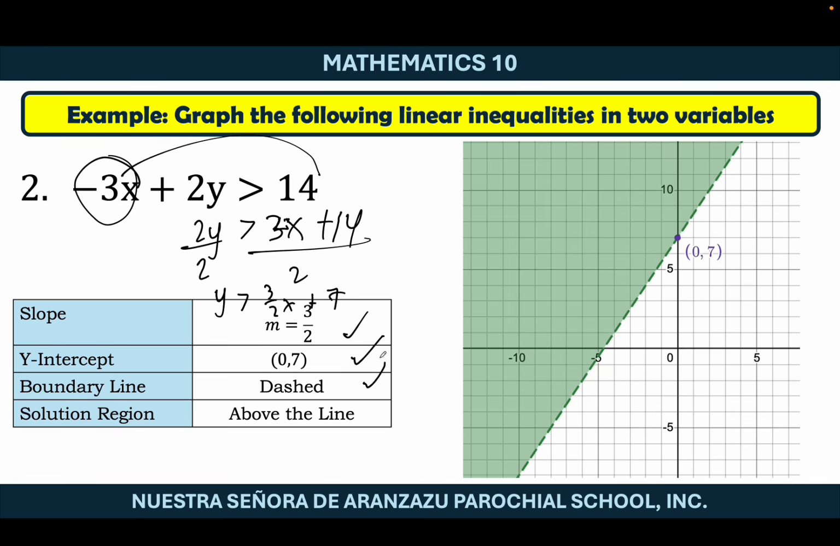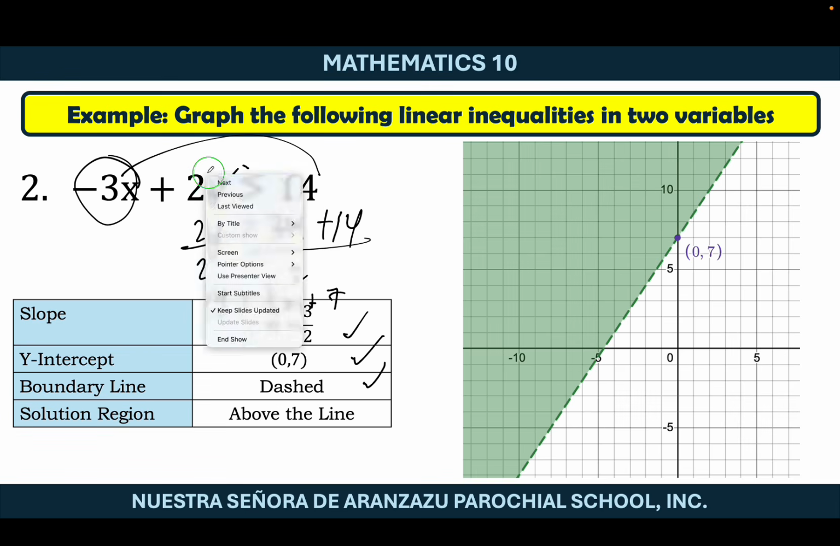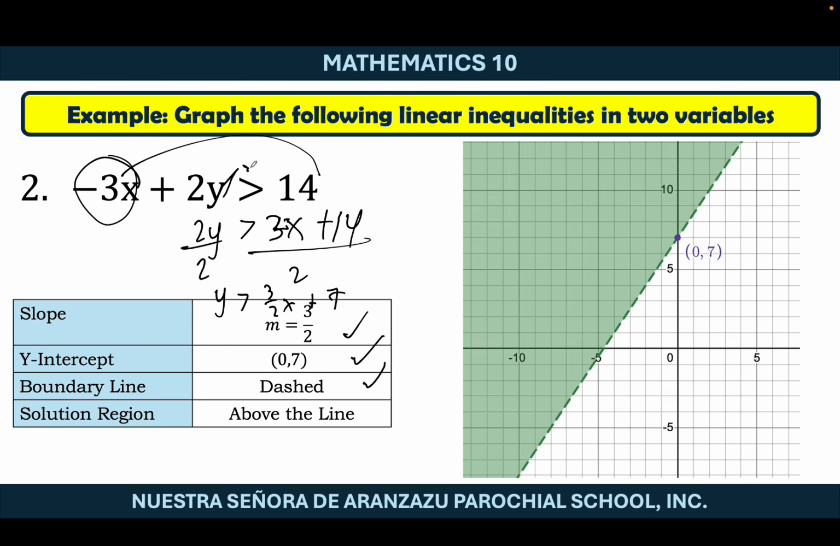The boundary line is dash because of the symbol greater than. Okay? Ito yung greater than na to. Then, yung solution region is above the line since the symbol is greater than. So, sa above siya. So, kapag nilocate natin, ang y-intercept natin, 0, 7, ito yon. Then, mag-move ka ng ilan? Upward ng 3. So, 7, 8, 9, 10. Then, dalawa to the right. So, 1, 2. So, ito yun. Then, pag-connectin lang yung line. Yan. So, yung dash line, connect lang natin. Okay. So, sana malinaw yan.